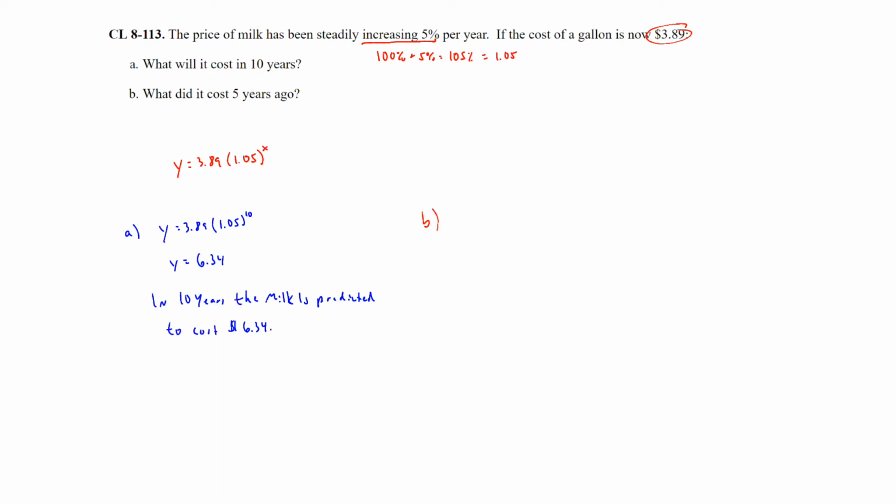All right, and then for part B, what did it cost 5 years ago? So now we're going back in time to see. So x would be, since we're going 5 years ago, we need to do that as a -5, and plug that in and see what we get. And if we round it to the nearest cent, we get 3.05. And so 5 years ago, we predict that it cost $3.05. And so once again, make sure you write those answers out and you label them accordingly.